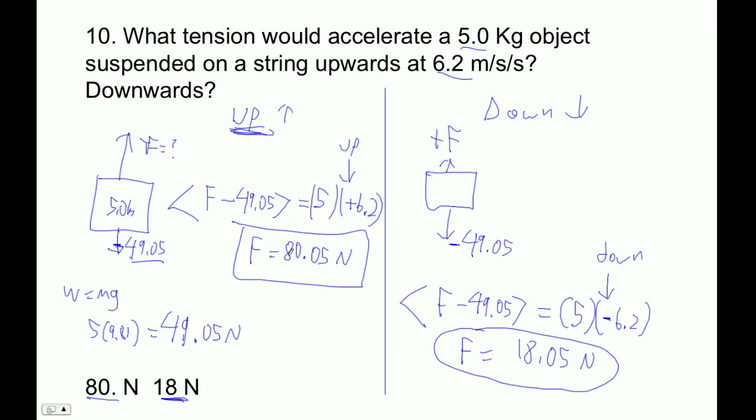So when you're accelerating up, there's more tension. When you're accelerating down, there's less tension. In all cases, really, the tension boils down to the weight plus ma. You can sort of simplify these if you solve enough of them. If you're accelerating down, then it's the weight minus ma is what it ends up being.